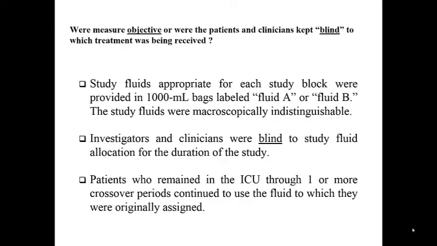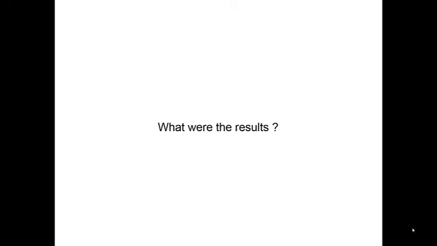Were measures objective, or were the patients and clinicians kept blinded to which treatment was being received? The study fluid prepared for each study block was provided in liter bags, labeled fluid A or fluid B. The study fluids were macroscopically indistinguishable, and investigators and clinicians were blinded to study fluid allocation for the duration of the study. Patients who remained in the ICU through more than one crossover period continued to use the same fluid to which they were originally assigned.